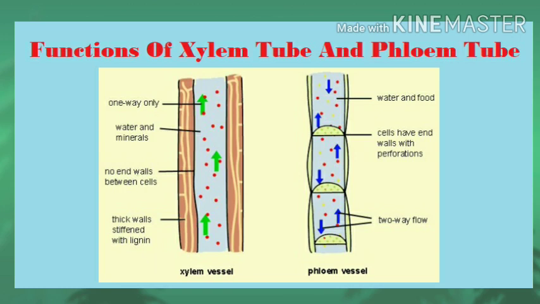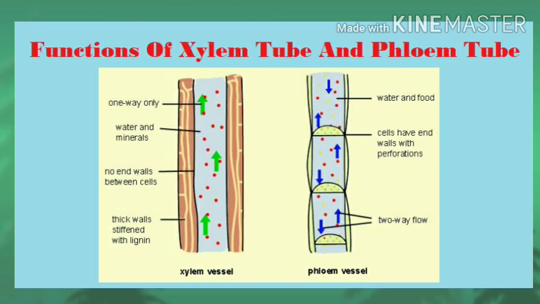Like in our house, we have different types of pipelines. So what is the function of pipelines? They carry water or they can also drain away the used water. Same way here, the plants develop for the first time in plant kingdom, in Pteridophyta, the vascular system, that is xylem and phloem. They are simple kind of xylem and phloem, but they function in a proper way.